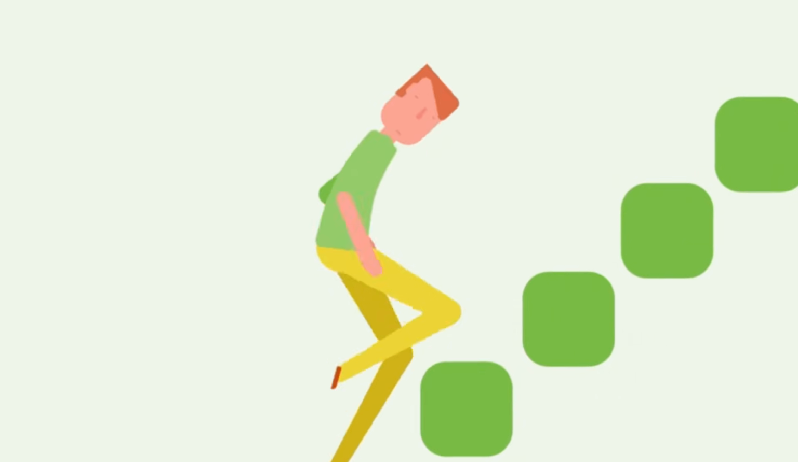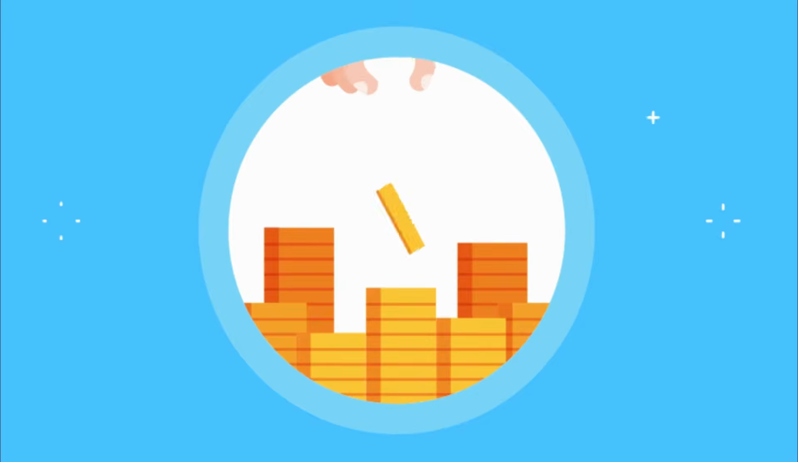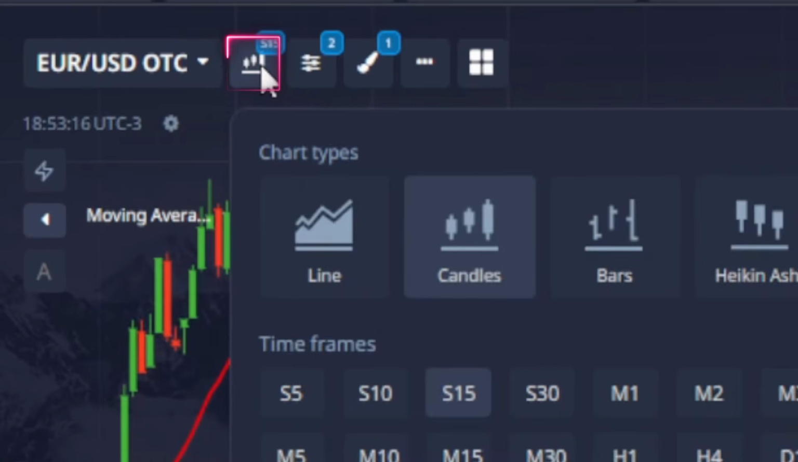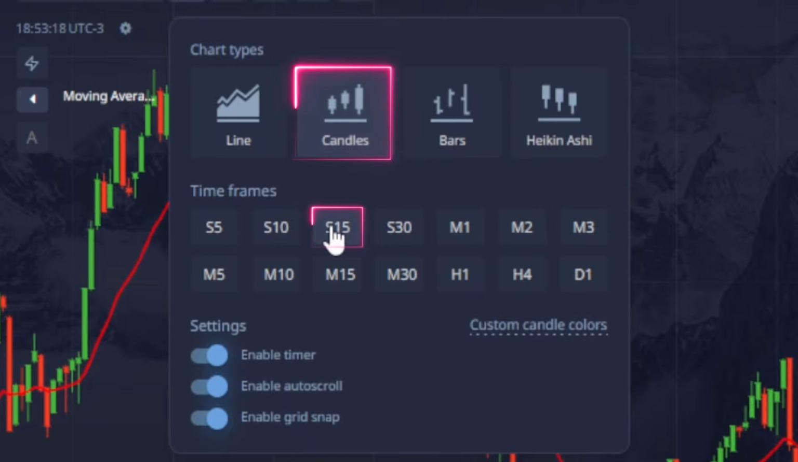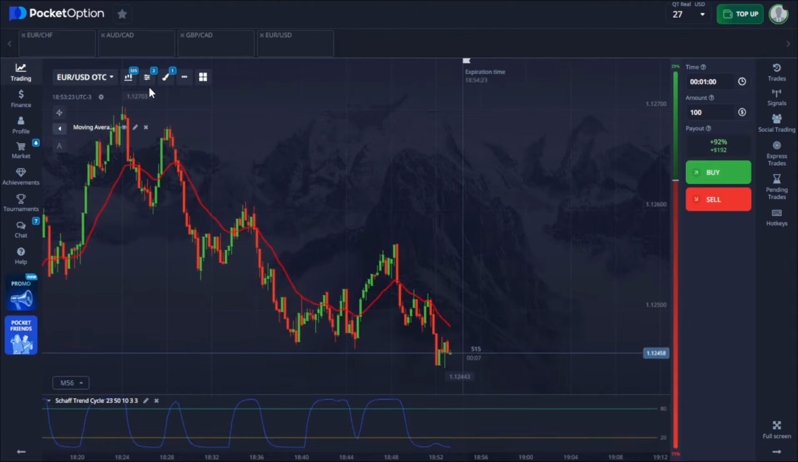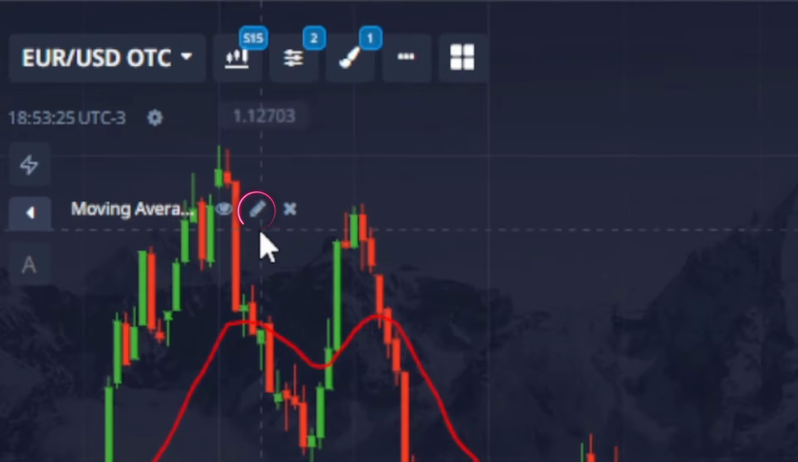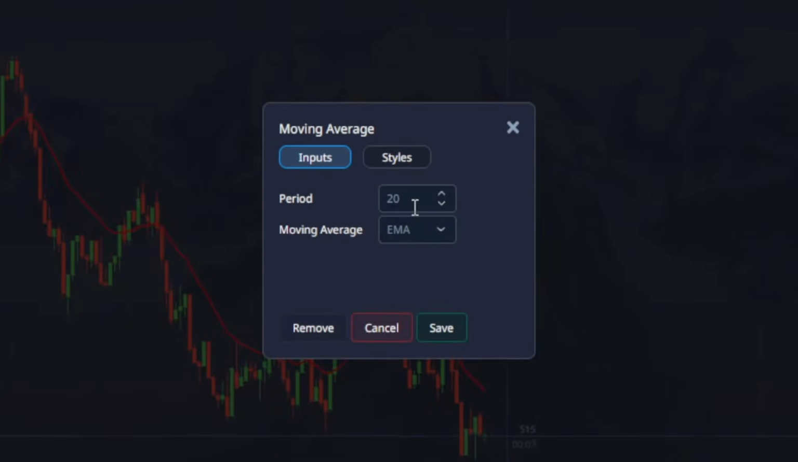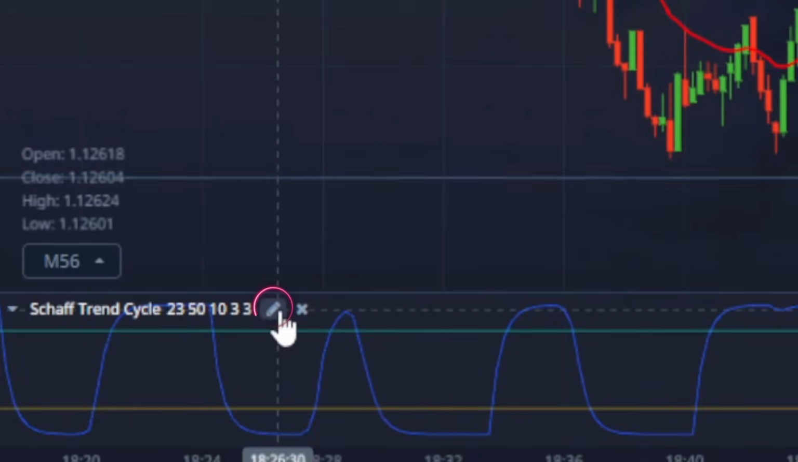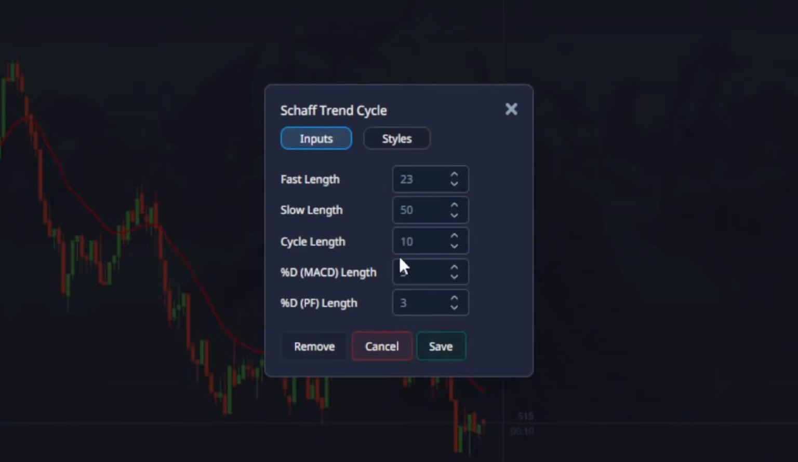We are going to use two indicators. First, let's go to the time frame. You're going to classic candles, 15 seconds frame, that is used for us. Let's go to the settings right now. We're going to use a moving average with a 20 period EMA. Colors are up to you, don't forget about that. And Schaff Trend Cycle again: 23, 50, 10, 3, 3.